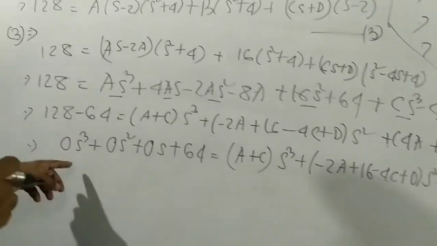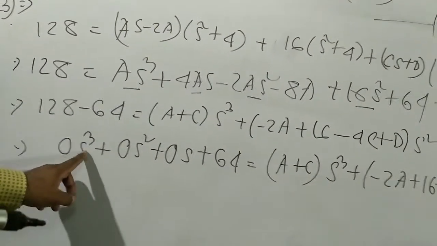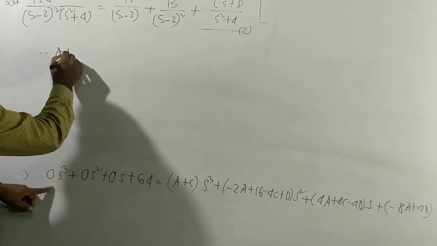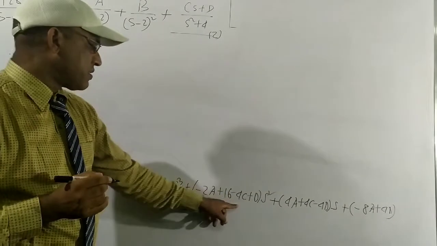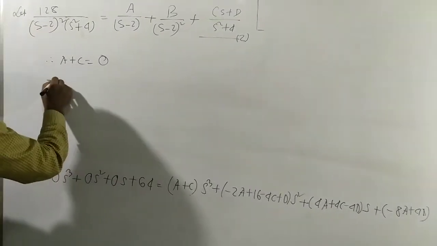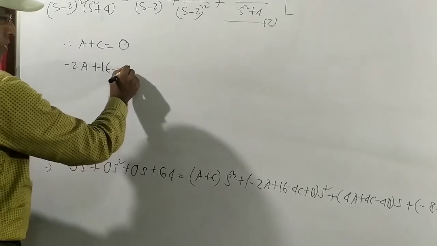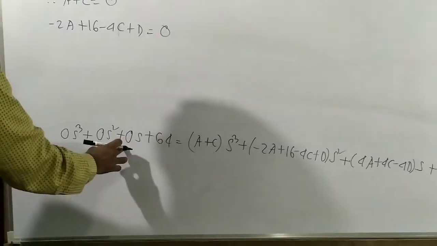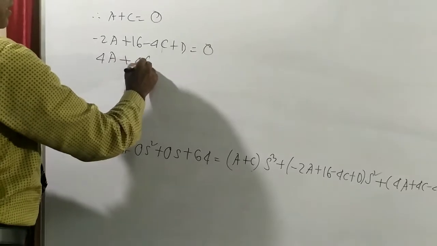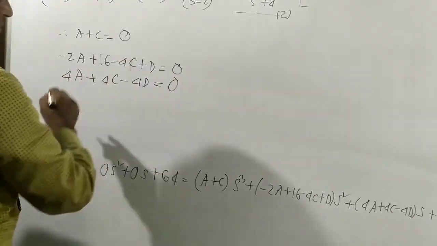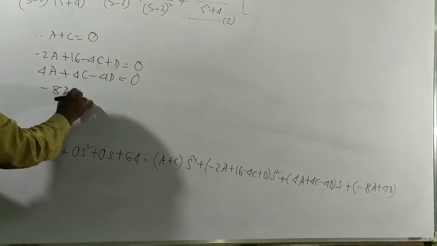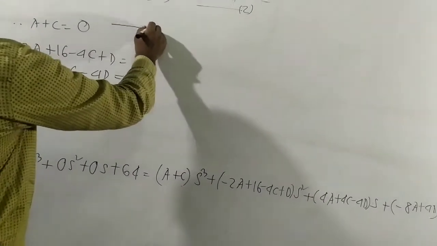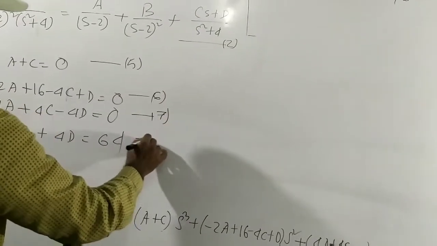Now equating, the s cube coefficient is a plus c here, and 0 on the other side. Therefore a plus c equal to 0. Next, the s square coefficient: minus twice a plus 16 minus 4c plus d equal to 0. The s coefficient: 4a plus 4c minus 4d equal to 0. And the last one: minus 8a plus 4d equal to 64. We number these 5, 6, 7, and 8.